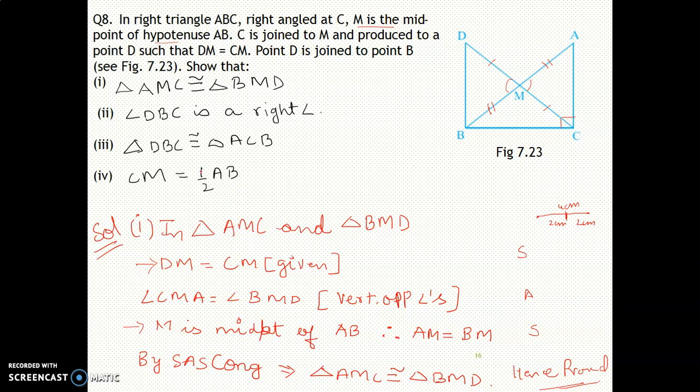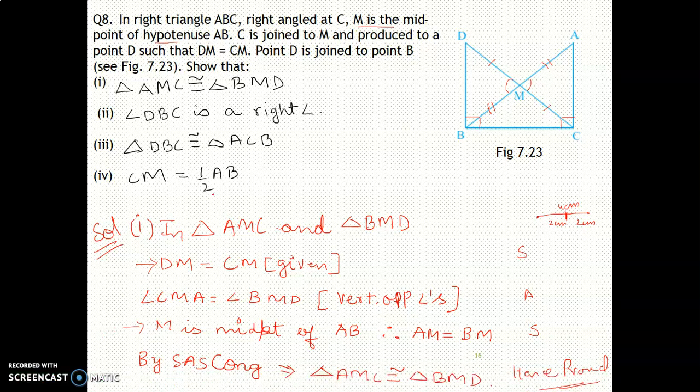Now starting with the second part. The second part says you have to show angle DBC is a right angle. Angle DBC. I already told you, students, when it says angle DBC, we have to check for the center part. So angle DBC, we check for this DBC.